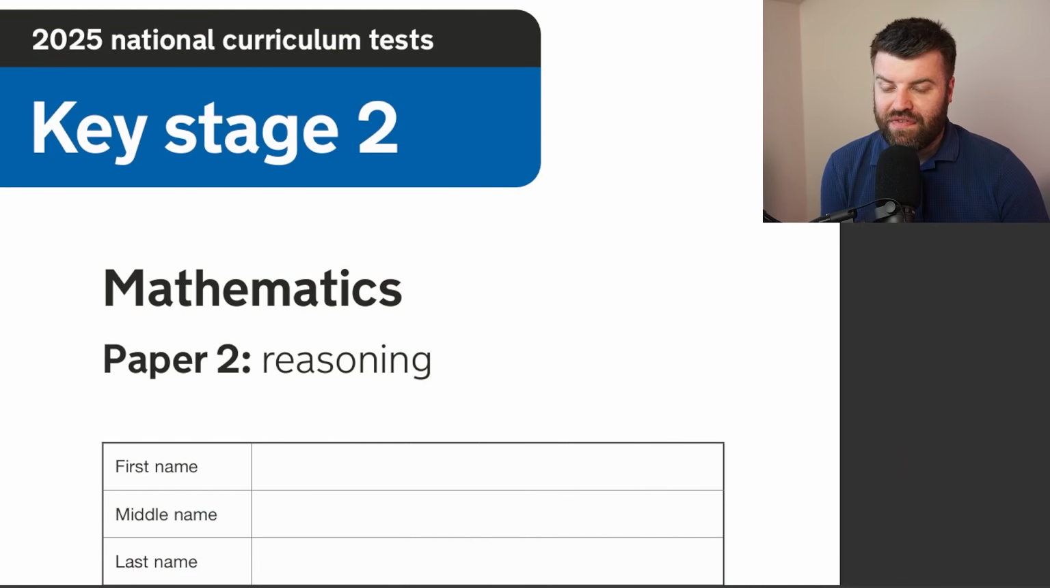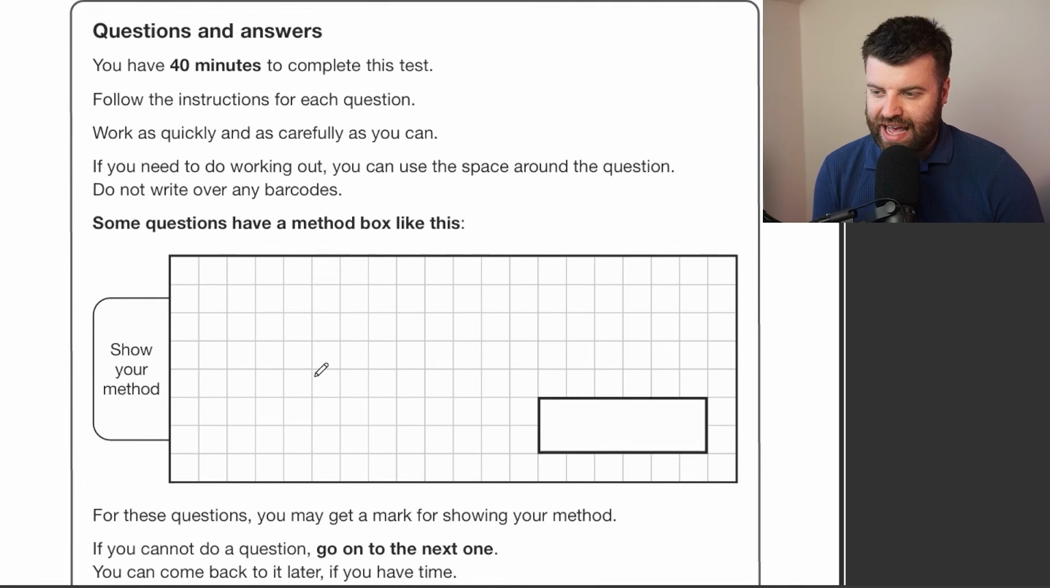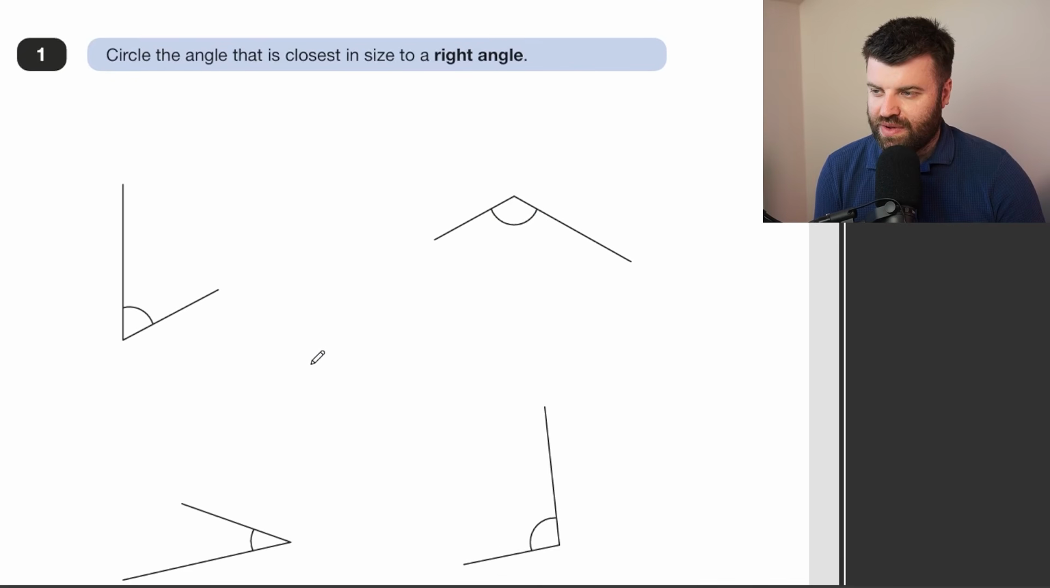We're going through the entirety of paper 2 for maths from the 2025 year 6 SATs papers. Here it is. It's the first reasoning paper, so some tricky questions ahead. Let's dive straight in and see exactly how to answer them. So pass the instructions to question 1.